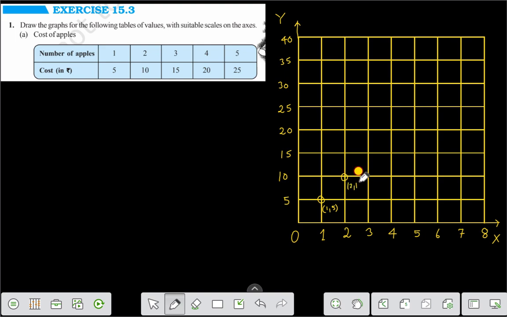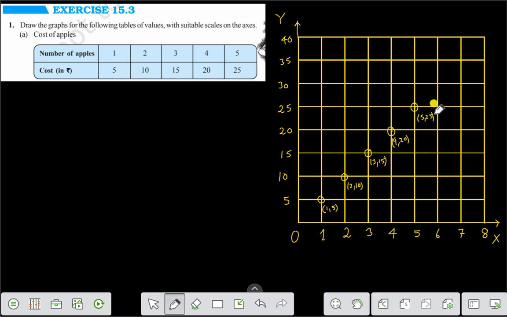Next one, this is (3, 15). The value of x is 3 and the value of y is 15. This point is (3, 15). This point is (4, 20), where the value of x is 4 and the value of y is 20. And this point is (5, 25).